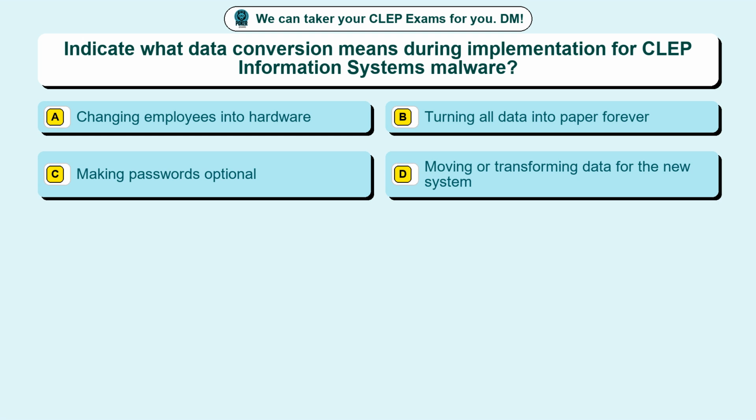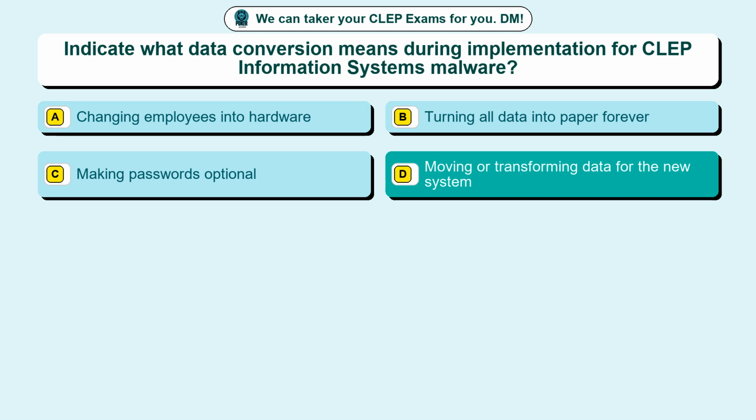Question 75. Indicate what data conversion means during implementation for CLEP Information Systems malware. Option A, changing employees into hardware. Option B, turning all data into paper forever. Option C, making passwords optional. Option D, moving or transforming data for the new system.